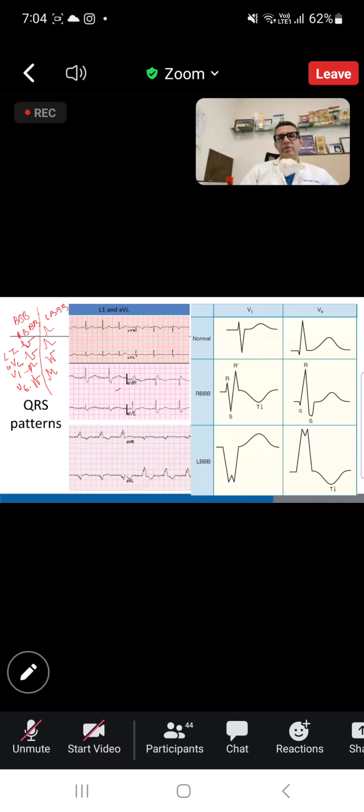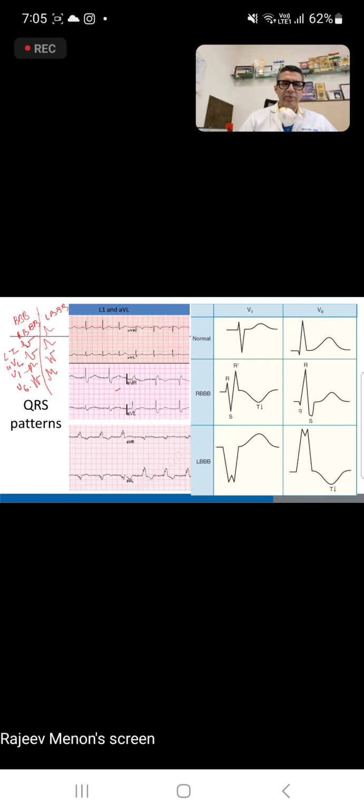So L1 and aVL slurred S wave in RBBB, whereas slurred R wave in L1 and aVL in LBBB. RSR pattern in V1 in RBBB, and QRS pattern in V6 in RBBB, versus a W pattern in V1 in LBBB and an M pattern in V6 in LBBB.